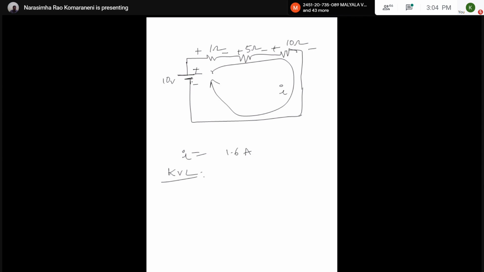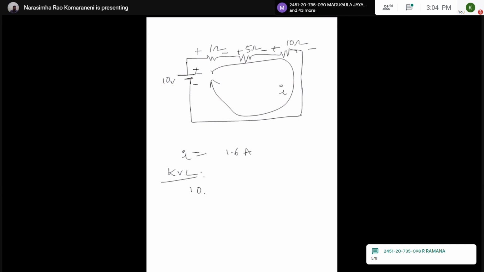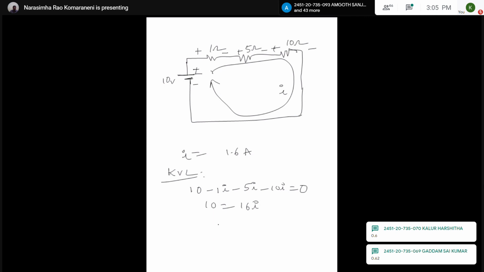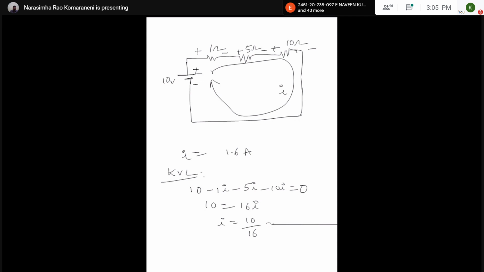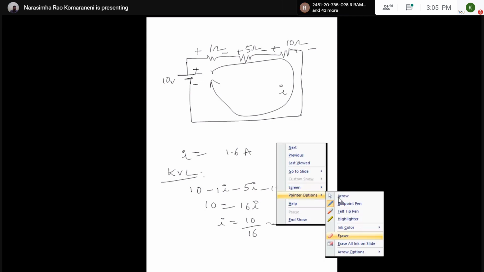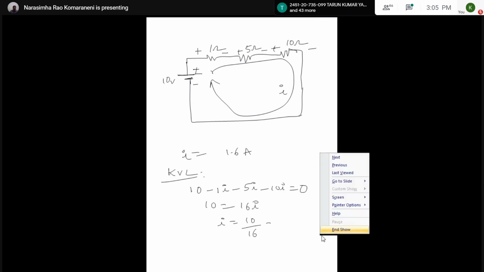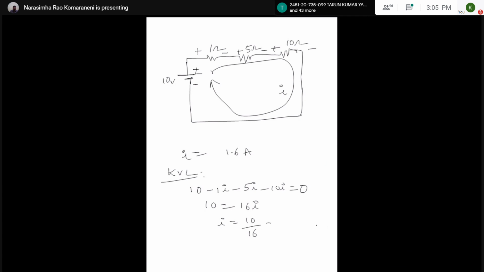Now 10 minus 1i minus 5i minus 10i is equal to 0. So that is 10 equal to 16i. Therefore I equal to 10 by 16, that is 0.625 amperes, right?